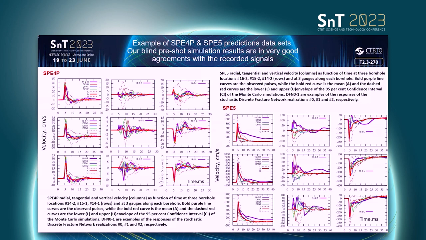So as you could see, these were blind shots. I usually give all the predictions pre-shot. And then once we get the results or the observations, we just plot them against the predictions. And we did very well, as you could see, similarly in SPE5.